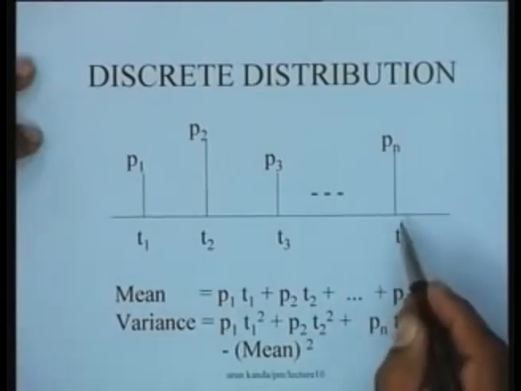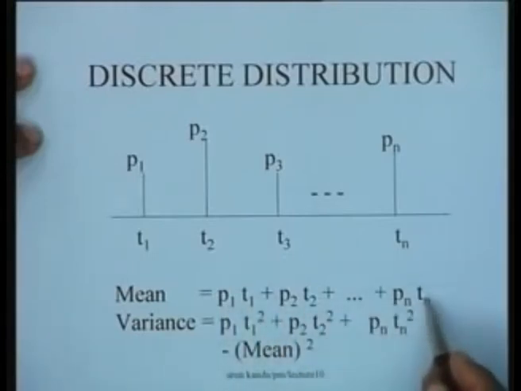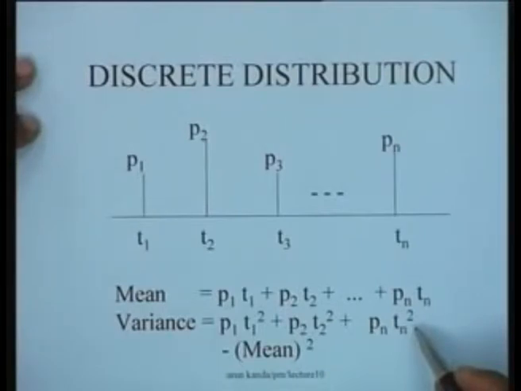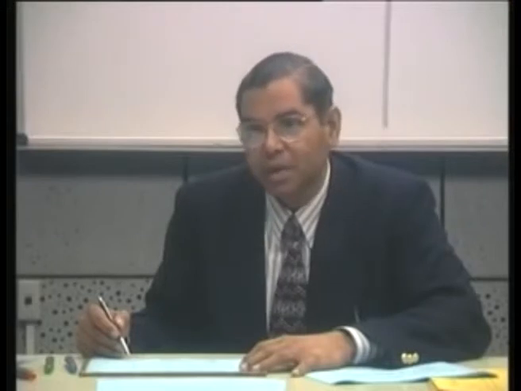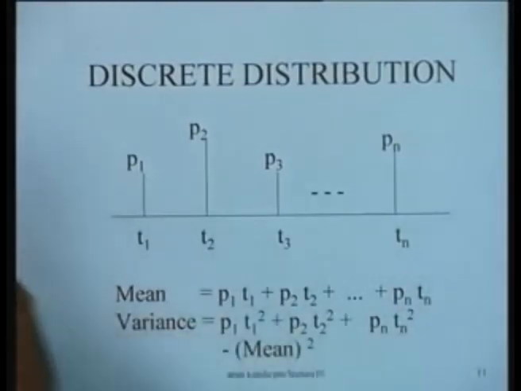So in a situation like this, the mean of the distribution is nothing but p1 t1 plus p2 t2 and so on up to pn tn. And the variance of the distribution can then be computed as p1 t1 square plus p2 t2 square and so on up to pn tn square minus the mean whole square, right? So we are in fact here using that standard formula that the variance of x is nothing but the expected value of x square minus the expected value of x whole square, right? So you get these two formulas from that particular thing.